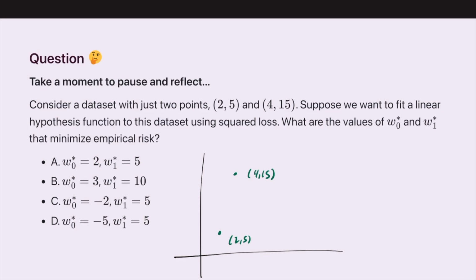So we want this line right here. And it's not really drawn too well, because the y-intercept is not negative. So just so that this doesn't look weird, let me redraw the 4 and 15.